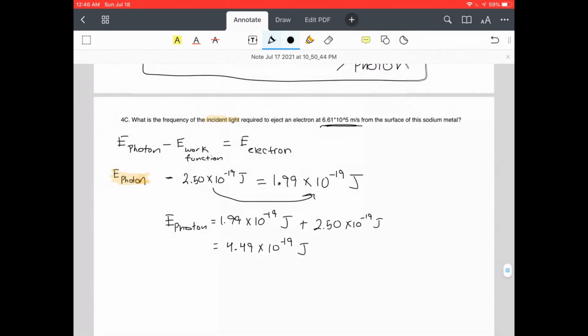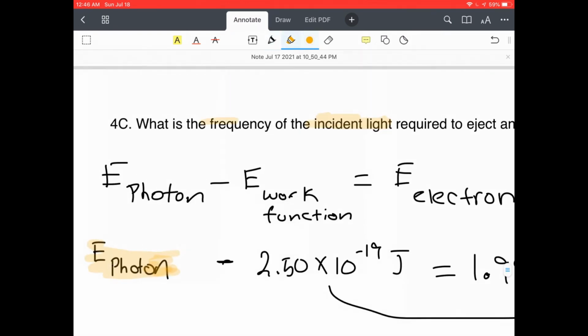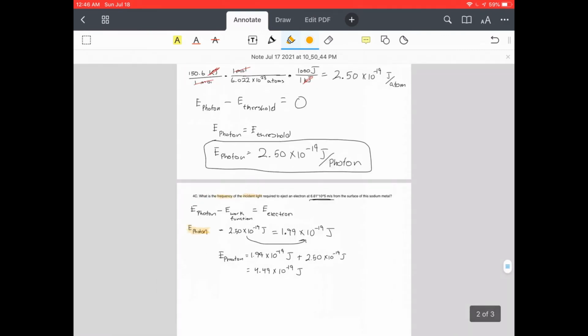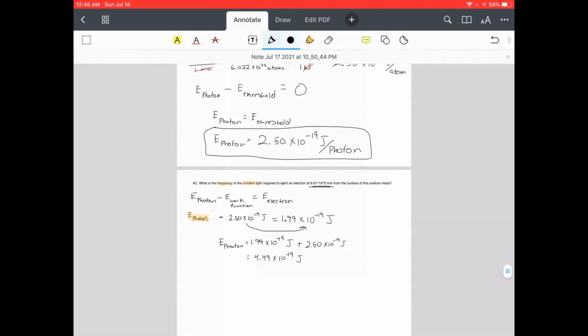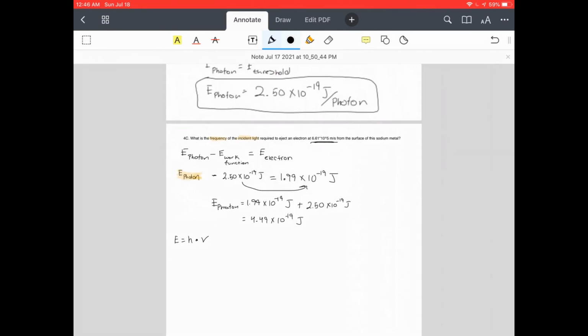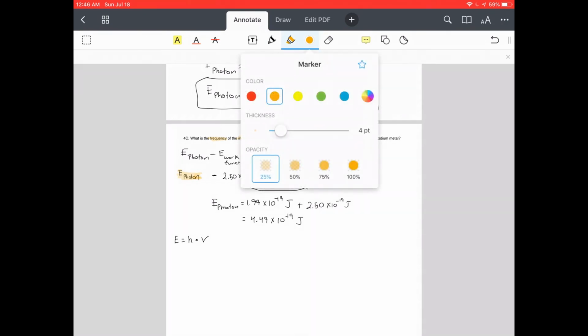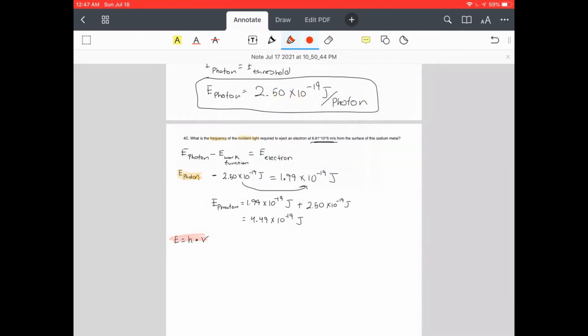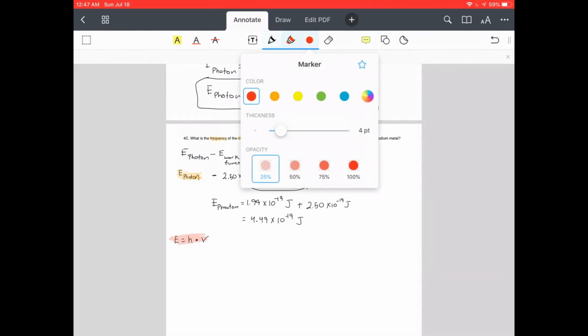Awesome. So now we have the energy of a single photon, but the question is asking us to figure out the frequency of that photon. So, I wonder what other handy equation do we have that allows us to convert from energy of the photon to frequency of the photon? Well, if you couldn't tell by now, it's our good friend, energy is equal to Planck's constant times frequency. So I'm just going to highlight this very important equation right here to the side, and now we're going to fill in all the values that we know for it.